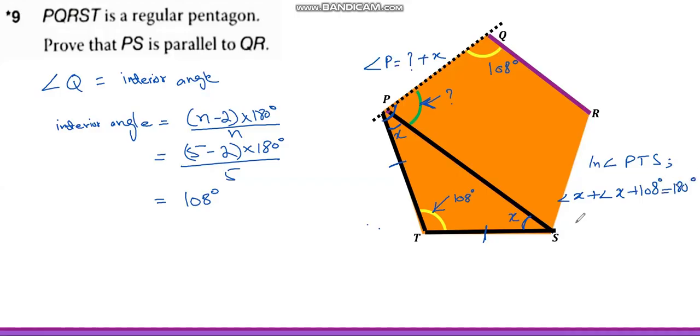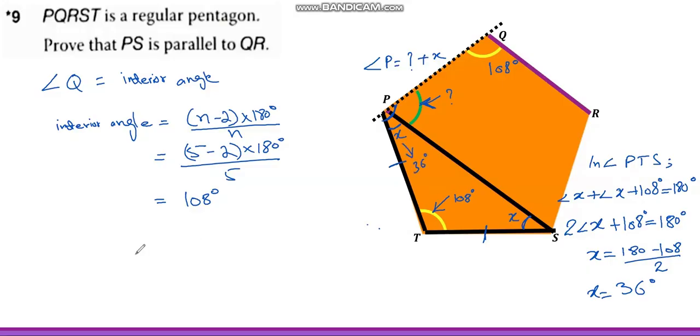It will be 2 times angle x plus 108 degrees equals 180 degrees. To find the size of x, we can first subtract 108 from 180, and then we can divide by 2. And that will be 36 degrees. So we have found the value of x, which is 36 degrees.